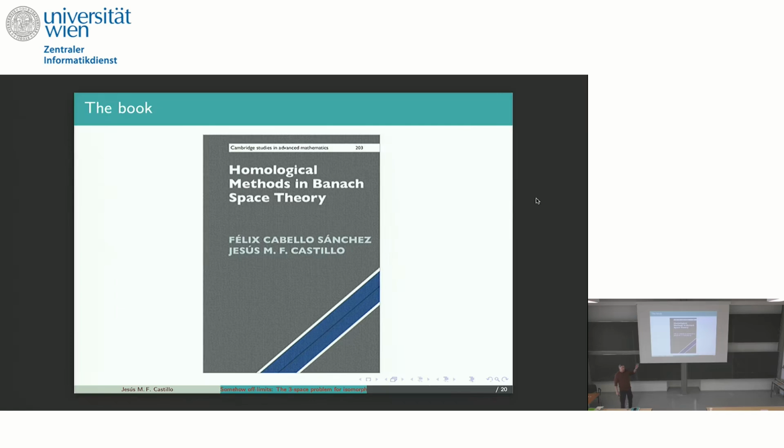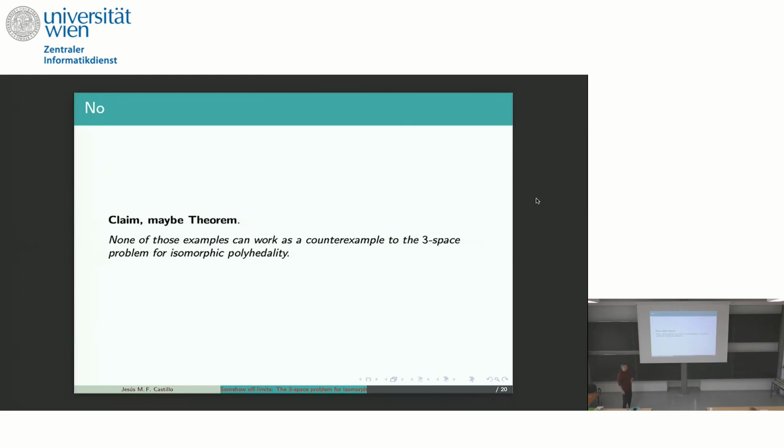Everything you want to know about these examples is in the book. So whatever you like is there. And now the theorem I wanted to display today. No, they don't work. Why? In each case, for a different peculiarity.